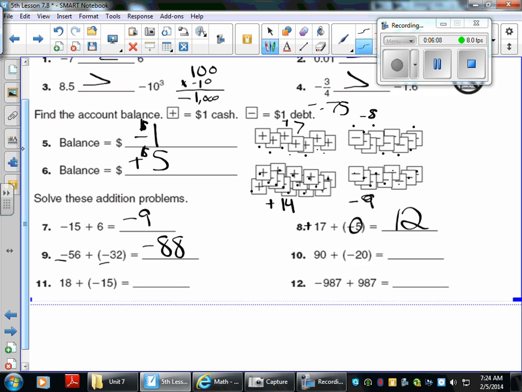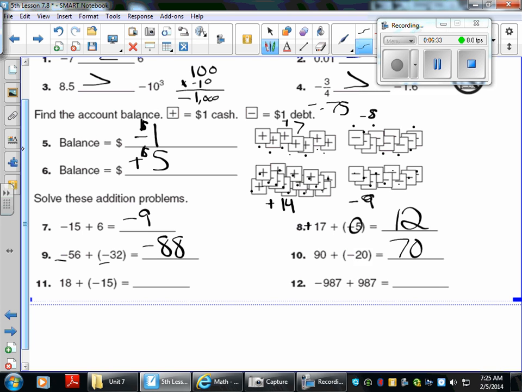For 10, same thing we were working with number 8. I have 90 in the positive, and I owe 20, -20. I owe that, so I have to take 20 away. I had to take 20 away from the 90 that I already own, which would give me an answer of 70.